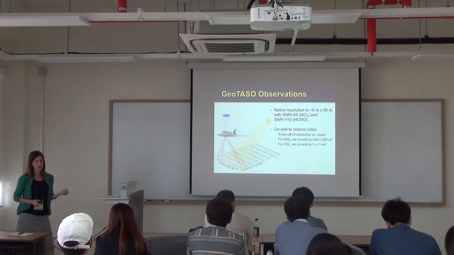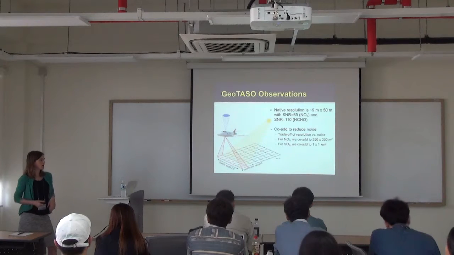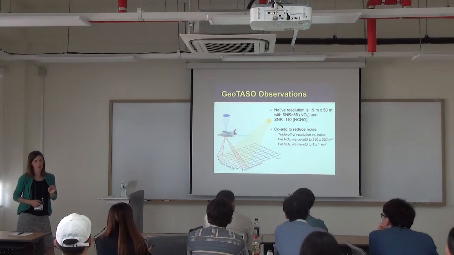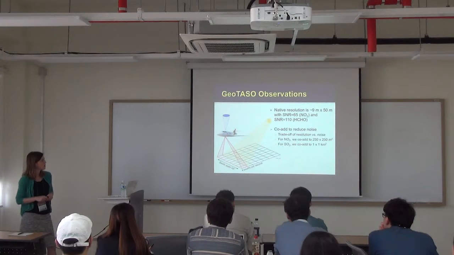So if you ever look at GeoTASO data, you'll find that there's no signal at the sides, and those are used for calibration. It's the same with the spectral dimension: there are dark pixels on the edges of the detector.